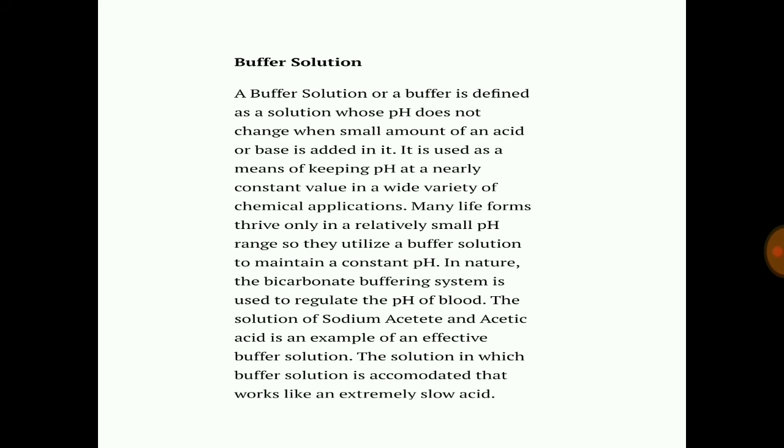In nature, the bicarbonate buffering system is used to regulate the pH of blood. The solution of sodium acetate and acetic acid is an example of an effective buffer solution. So, when we add a small amount of acetic acid to a sodium acetate solution, the pH of the solution does not change. So, the solution is termed a buffer solution.